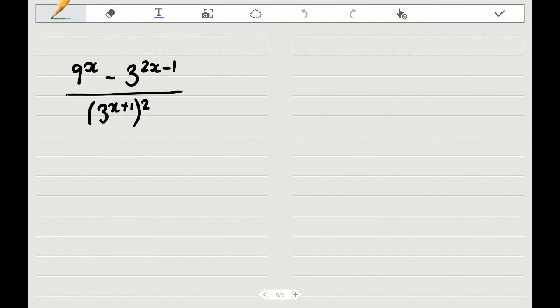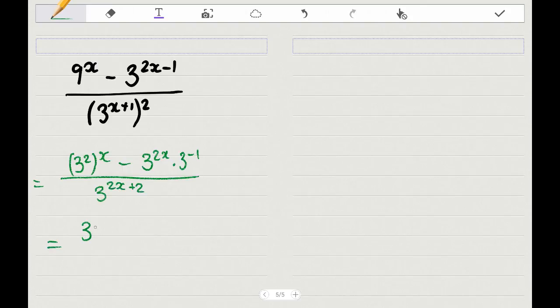Okay, same steps. First, we're going to factorize. Now this one is a bit different. We're first going to break that into prime factors. So that's 3 squared to the power of x minus 3 to the power of 2x times 3 to the power of minus 1. I've broken it up over there. And then I'm going to distribute that. So it's 3 to the power of 2x plus 2.